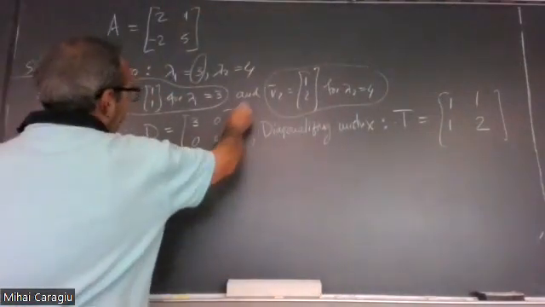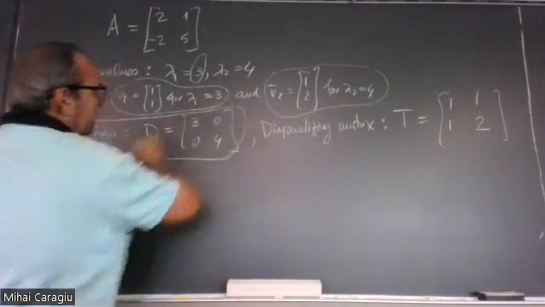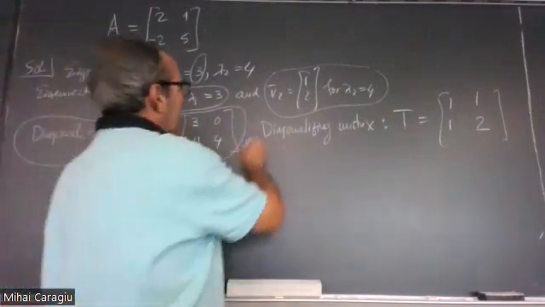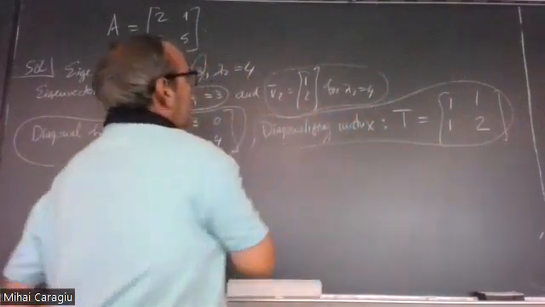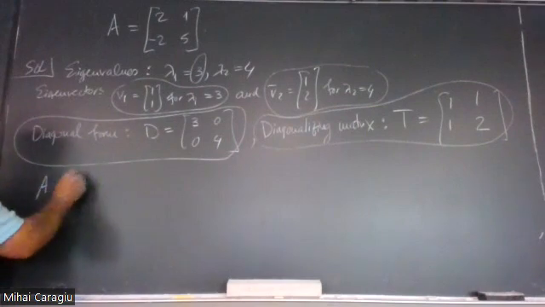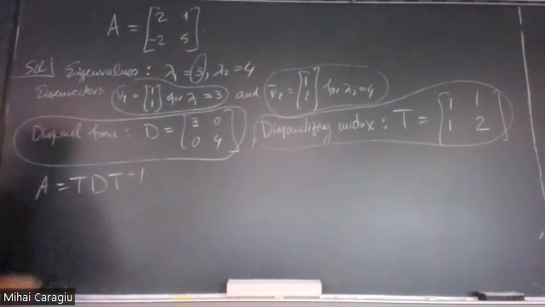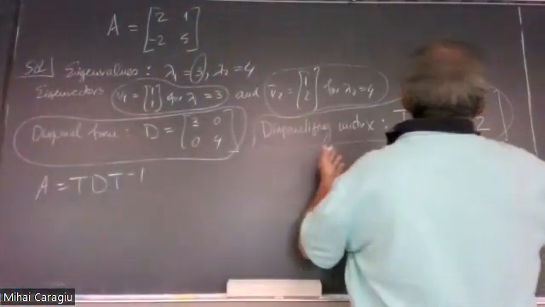So diagonal forms answer two important questions. The diagonal form is this one, and the diagonalizing matrix T is this one. So what does it mean? It means that A equals T D T inverse. Since we got here, let's write it down on the spot because we need it later.